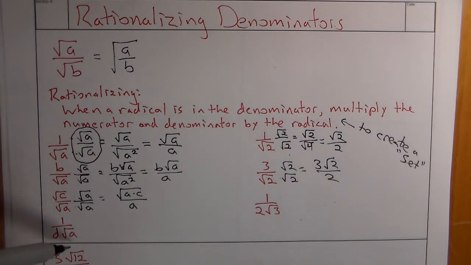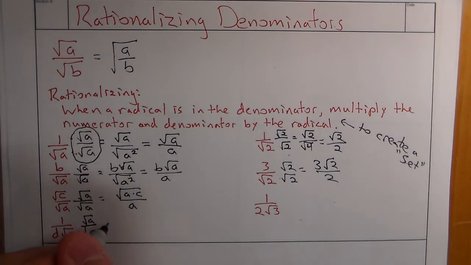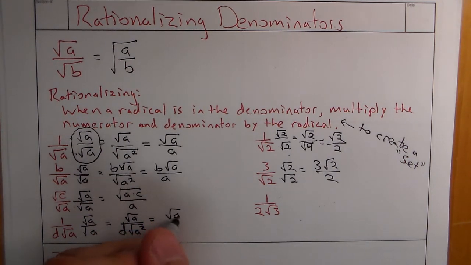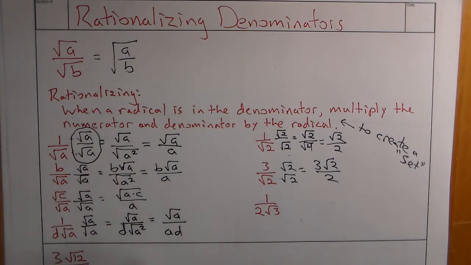1 over d root a. So now we have a coefficient on the radical. We do not need to worry about what the value of d is. We're again just focusing on the radical. We're going to multiply the top and the bottom by the square root of a in this case. So this would become d times the square root of a squared, which becomes the square root of a over a d, where that a squared in the radical becomes a, and we have the product underneath.